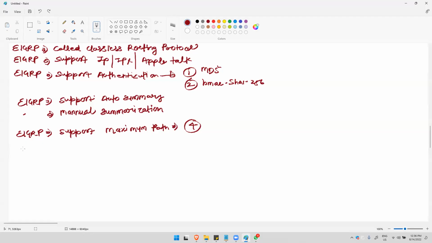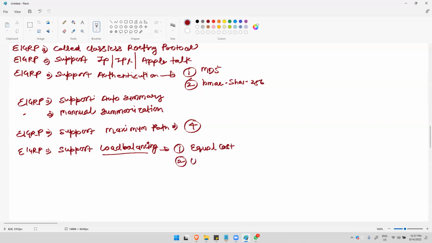Okay, now it's okay. So basically, how many maximum paths does EIGRP support? Only 4. Okay, one more thing EIGRP supports. Which task? Load balancing. But for load balancing, we are getting two types. One is equal cost. Another is unequal cost. Clear? Now one more thing.